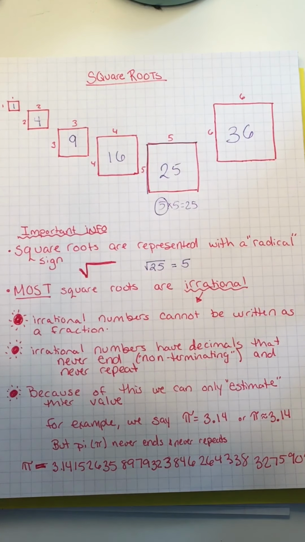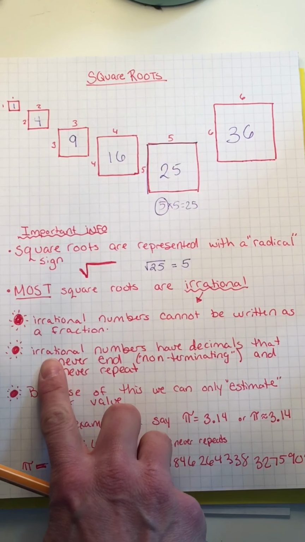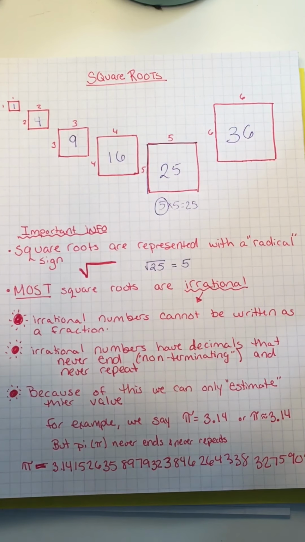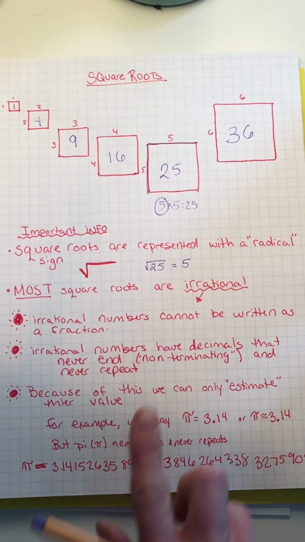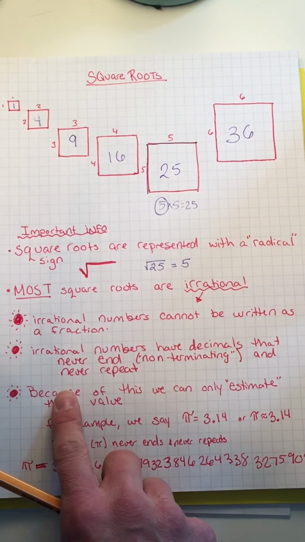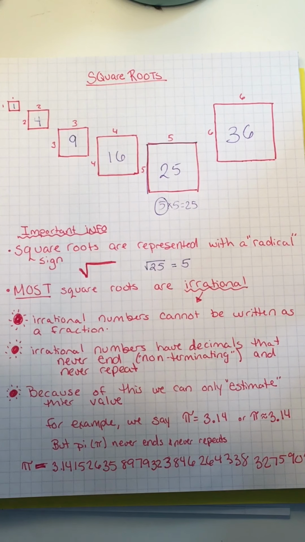Now, I was using some perfect squares, but most square roots are irrational. An irrational number is a number that cannot, first of all, it can't be written as a fraction. So no 2 numbers that you can divide are going to be irrational. Because if I can write it as a fraction, I can divide it. An irrational number has decimals that never end, or are sometimes called non-terminating, and they never repeat.